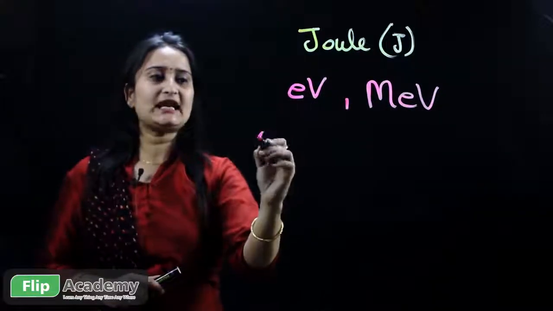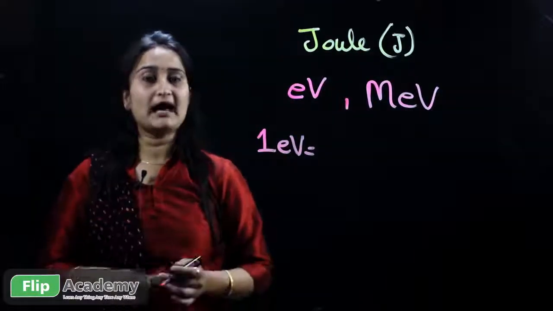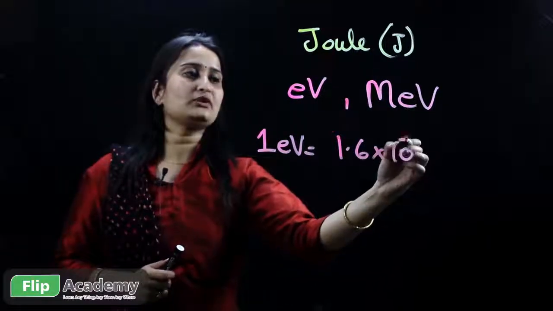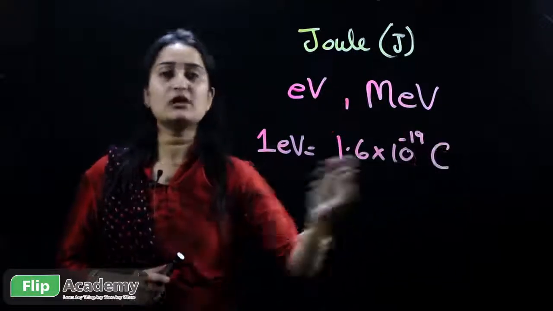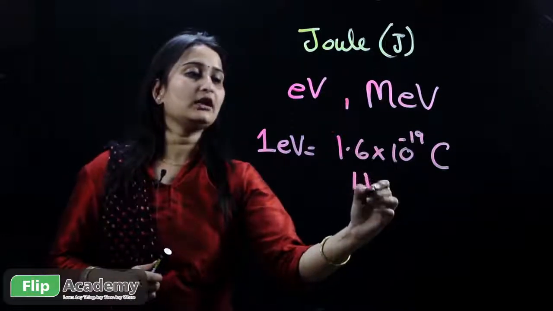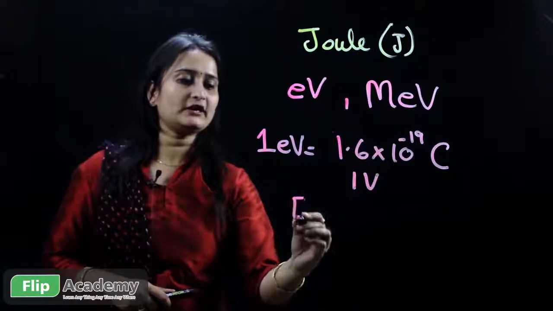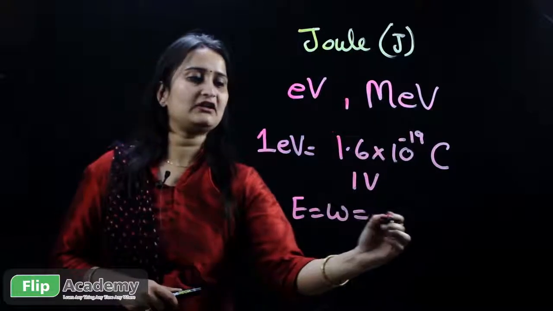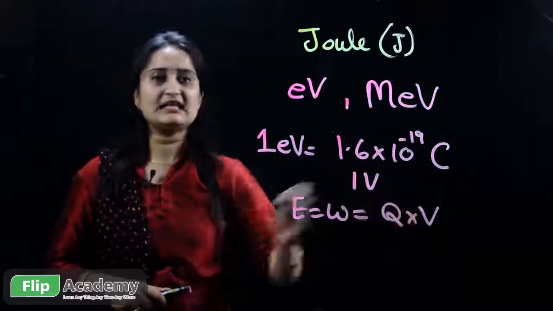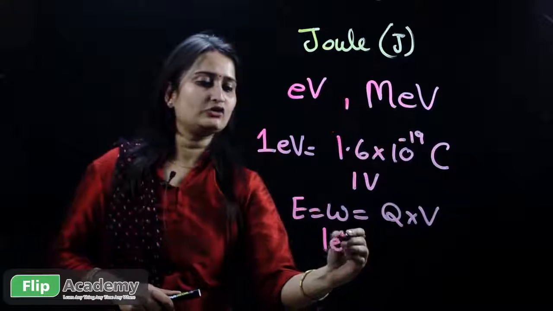Now, what is this electron volt? One electron volt is the amount of energy acquired by an electron with 1.6 into 10 raised to the power minus 19 coulomb of charge with a potential difference of 1 volt. Now, if we have to find the energy, the formula for energy or the work done is given by Q into V. Q is the charge and V is the potential difference. Now, this energy is 1 electron volt.